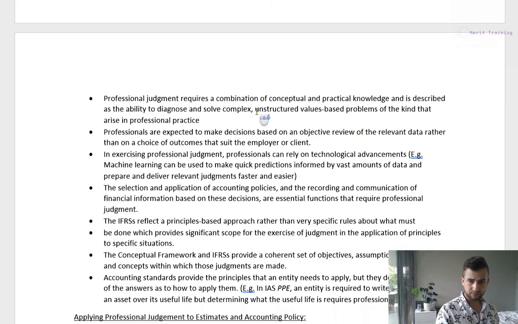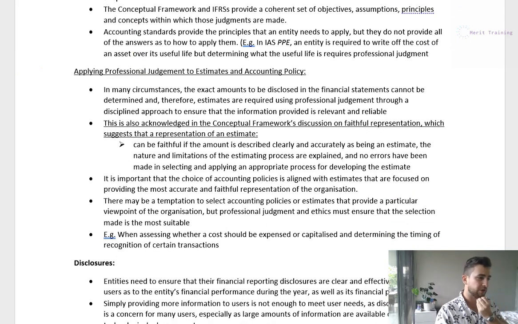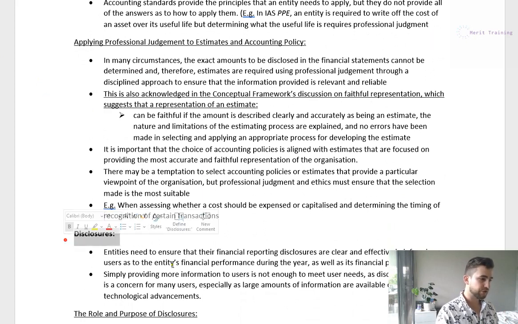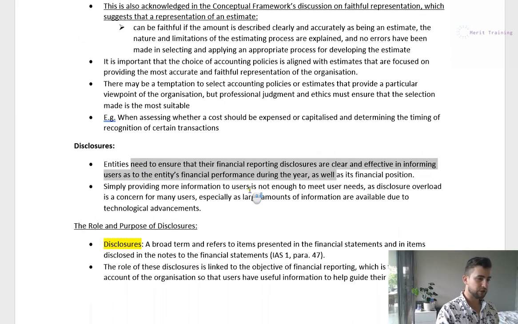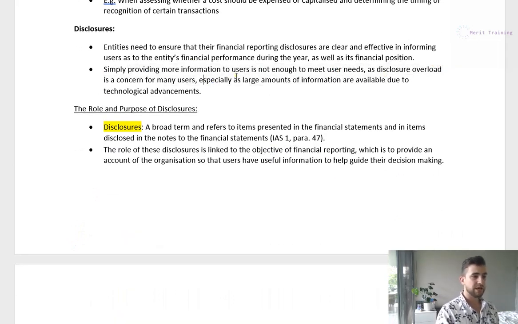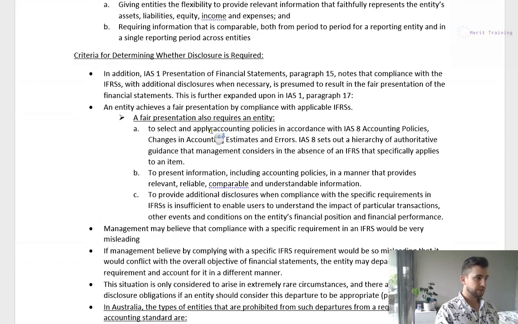So the next we're just talking about, how do we actually approach where we've made a professional judgment in terms of the financial statements, and that comes down to disclosures. So an entity needs to ensure that their financial reporting disclosures are clear and effective, and providing more information to users is not enough to meet users' needs, as disclosure overload is a concern for many users, especially as large amounts of information are available due to technological advancements, and also hiding some of the key information in disclosures makes it a little bit harder for companies to get away with things that they probably shouldn't. So here's some criteria for determining whether disclosure is actually required.